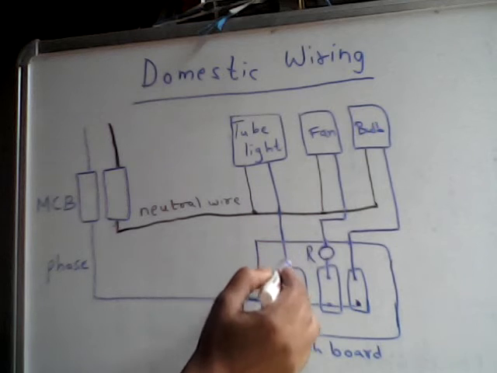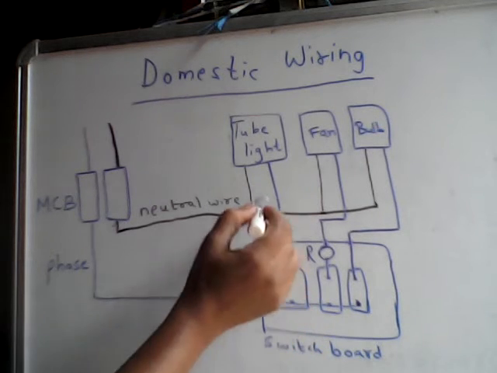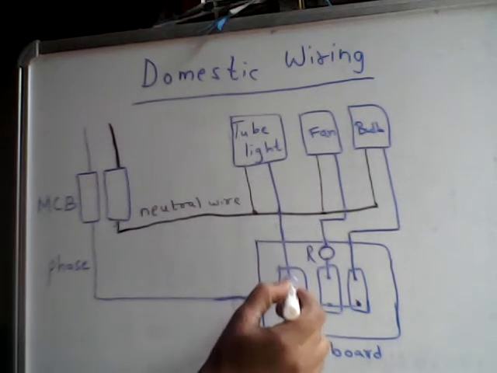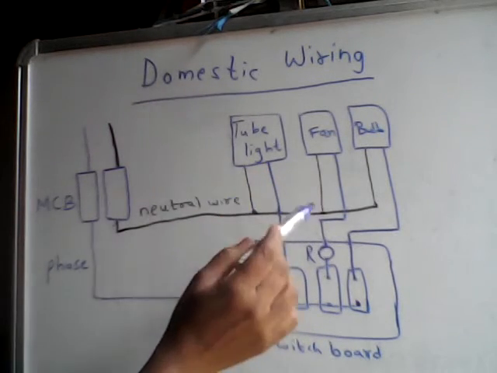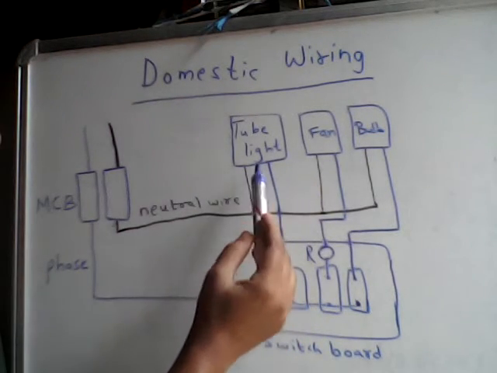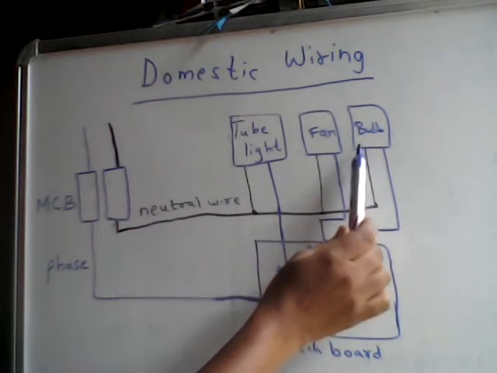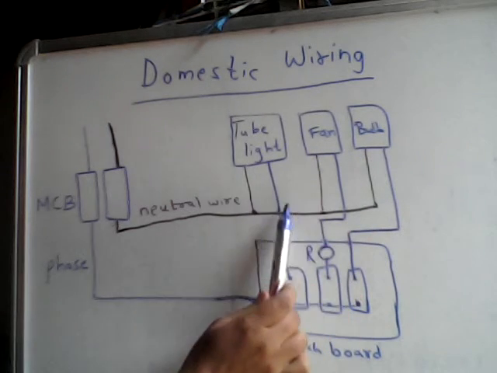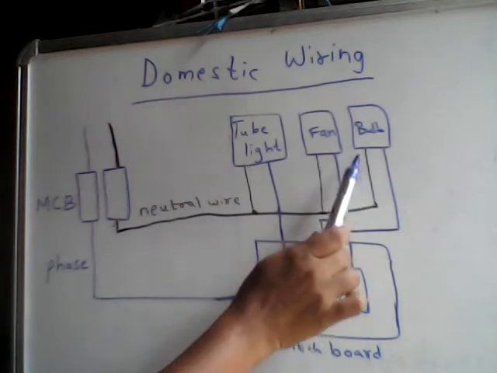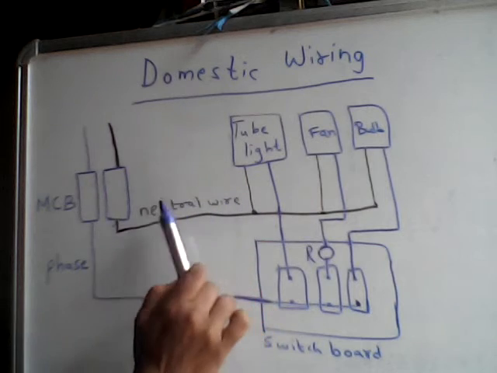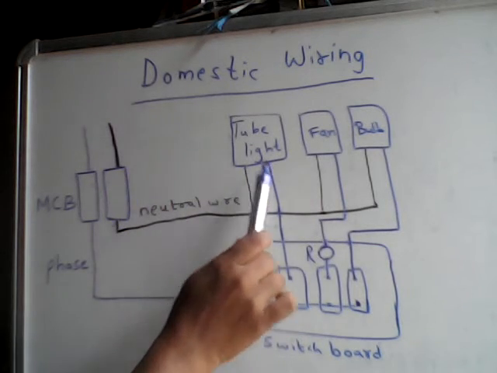And then one more switch is used for connecting the tube light. So this line is connected to the tube light directly. The other ends of these loads are connected to the neutral point, that is nothing but by making use of another wire which is called as neutral. This is the neutral wire which is connected to the other terminals.